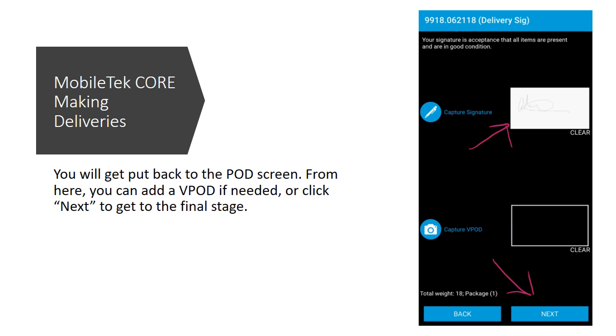You will get put back to the POD screen. From here, you can add a VPOD if needed, or click Next to get to the final stage. You can have a POD and a VPOD if you like, or just one. Either a picture or a signature. You will see a preview of what you have captured. If accepted, click to the next screen.